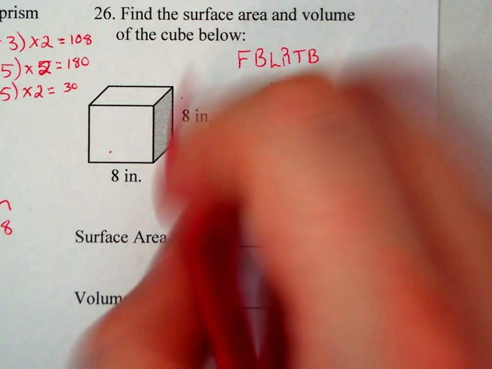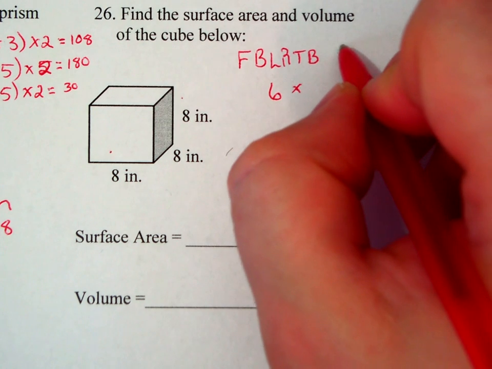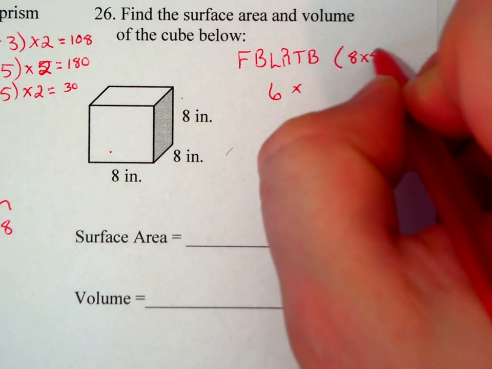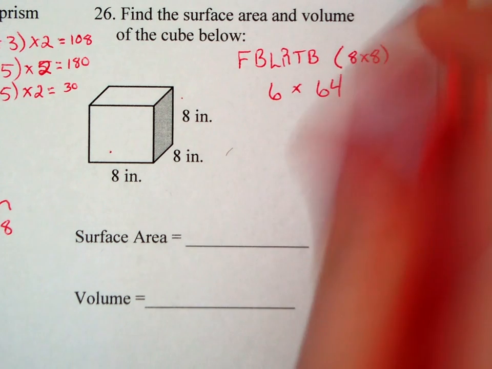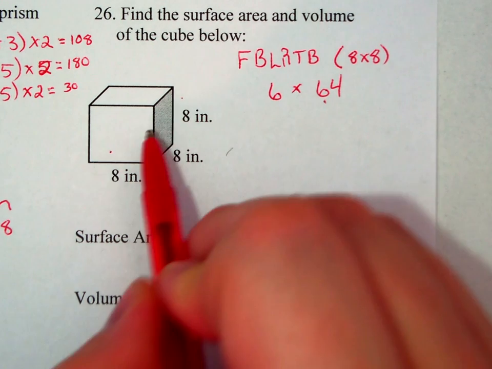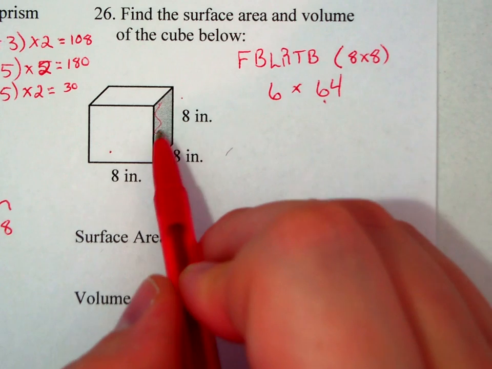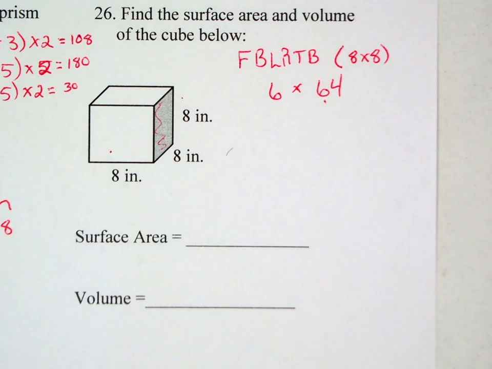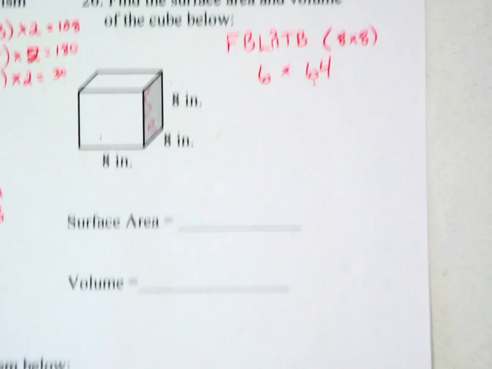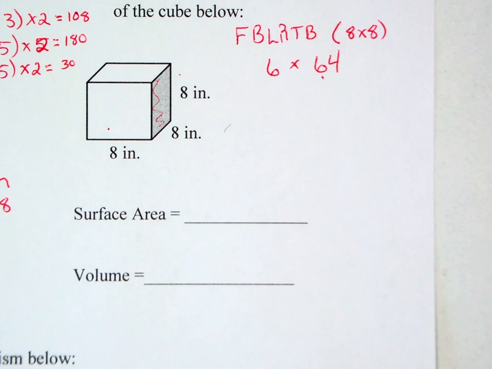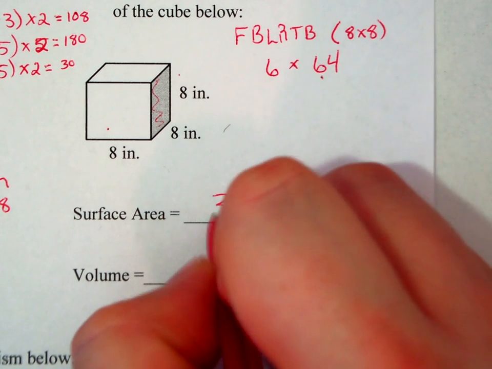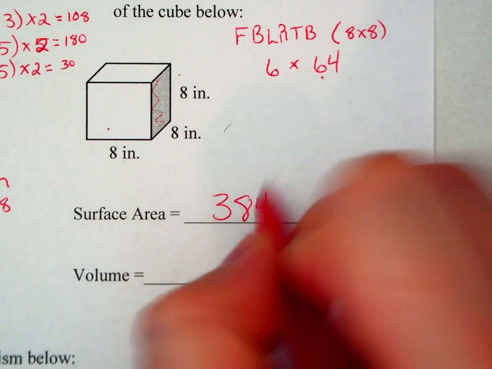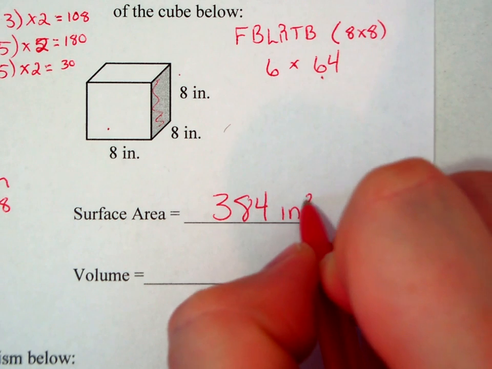So now all I need to do is find the area of one side. The area of one side is 8 times 8. 8 times 8 is 64, and so I'm going to multiply that 64, which is the area of one side, times all 6 of my sides. And that's going to tell me that my surface area is 384 inches squared.